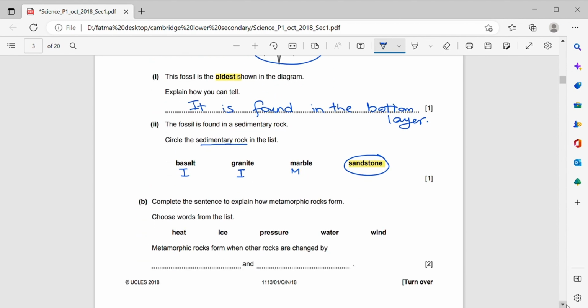Complete the sentence to explain how metamorphic rocks form. Choose the words from the list. Metamorphic rocks, we know they are formed because of the effect of 2 factors. What are they? They are heat and pressure. So the answer is heat and pressure.